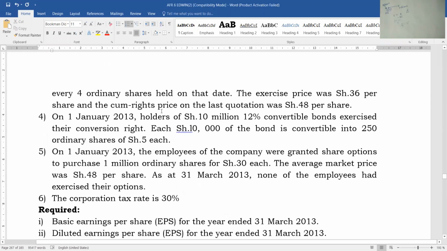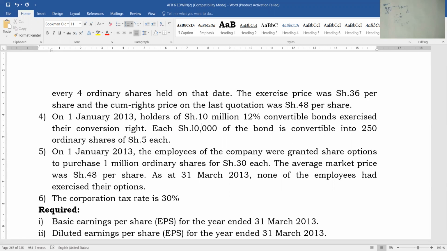Note 4 says that on 1st January 2013, holders of 10 million 12% convertible bonds exercised their conversion right. Each 10,000 of the bond is convertible into 250 ordinary shares of shillings 5 each. So you can see that this is a convertible bond. When I come to diluted earnings per share, I will tell you that we use potential securities, which are convertible to ordinary shares.